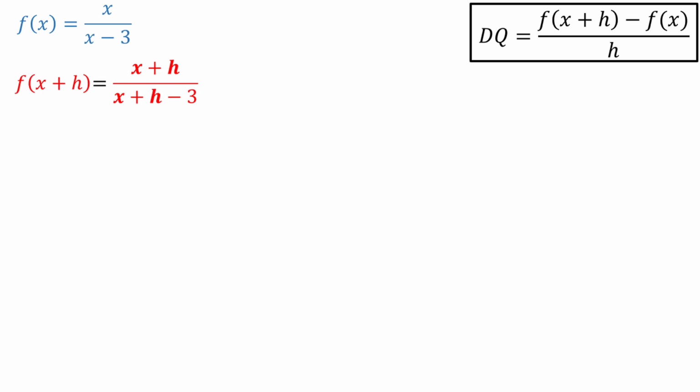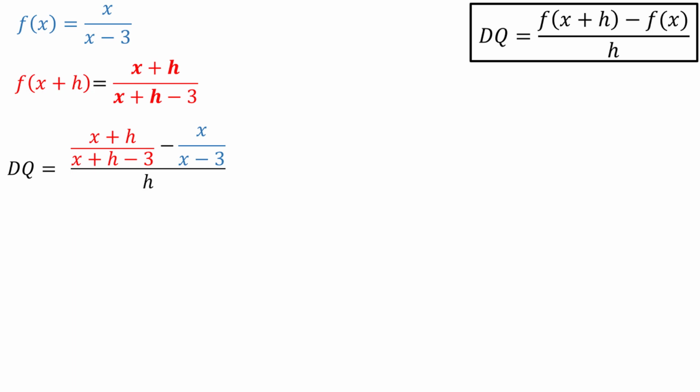Let's plug into the difference quotient formula. We have f of x plus h on the numerator, which is x plus h divided by x plus h minus 3, and then we must subtract f of x, which is just x divided by x minus 3. This all needs to be divided by h.